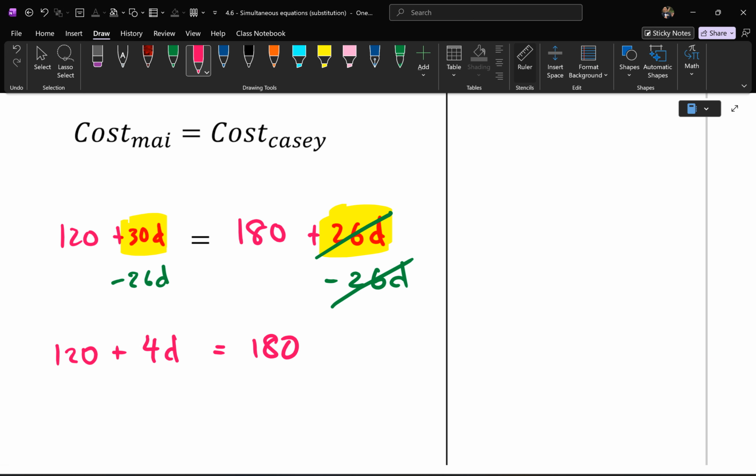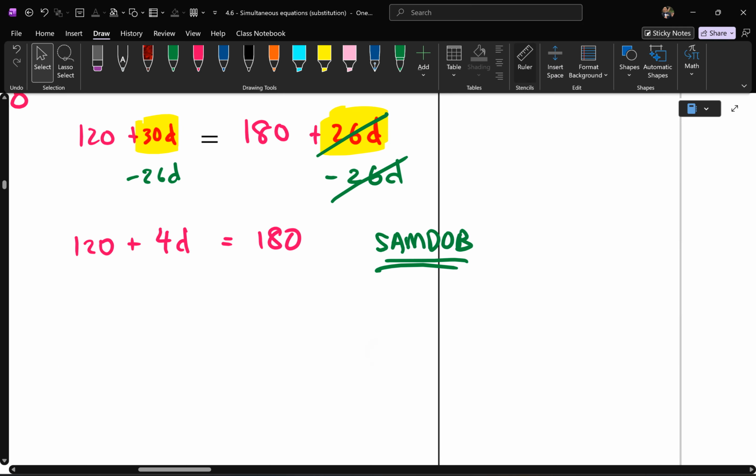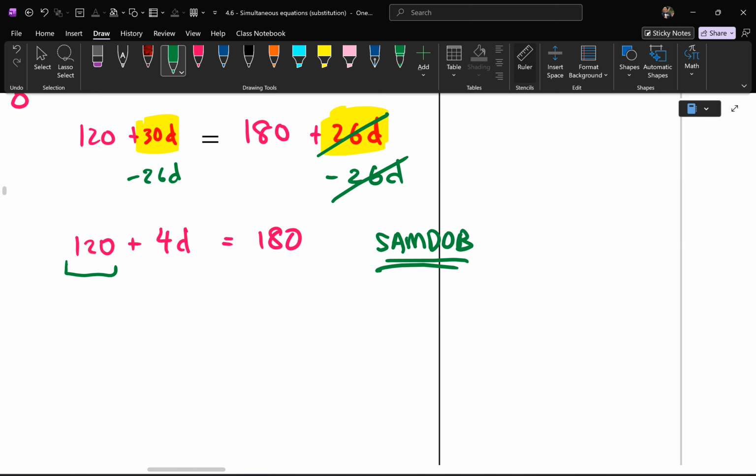And once you're up to this, this is what I've been asking you to practice. 4.3 was SAMDUB. So if you haven't practiced SAMDUB, that's one of the reasons why I said with it, it allows you to solve this bit. So from here, SAMDUB, addition and subtraction first. Clearly you've got a plus 120. Opposite of positive 120? Negative 120. So minus 120 on the left, minus 120 on the right. These two cancel out. 4 times D, or 4 times the number of days, is equal to 180 take away 120.